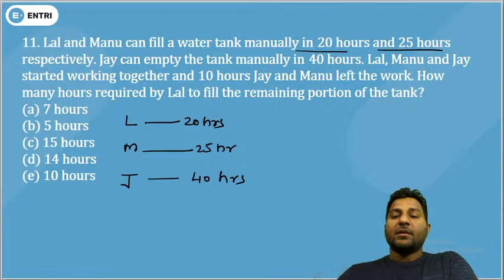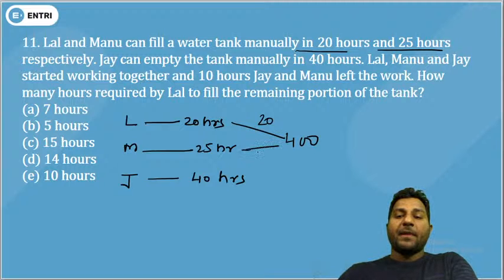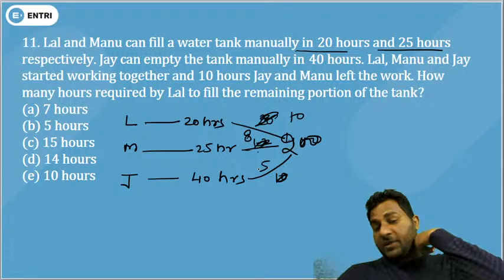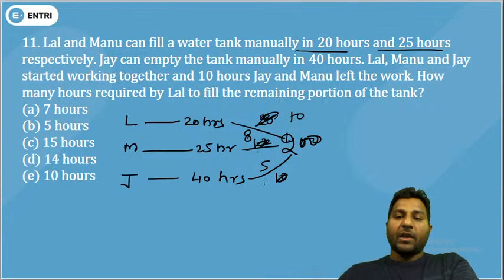What should be the one? So 400 must have been the LCM. So 20 is Lal's efficiency, and what? 25 ones are 25 and 25 twos are... Alright, and 40 10. That means it can also be reduced with 200. So 200 means 10, 8, and what? 5. 10, 8, and 5 must have been the efficiency. Okay, 10, 8, and 5.